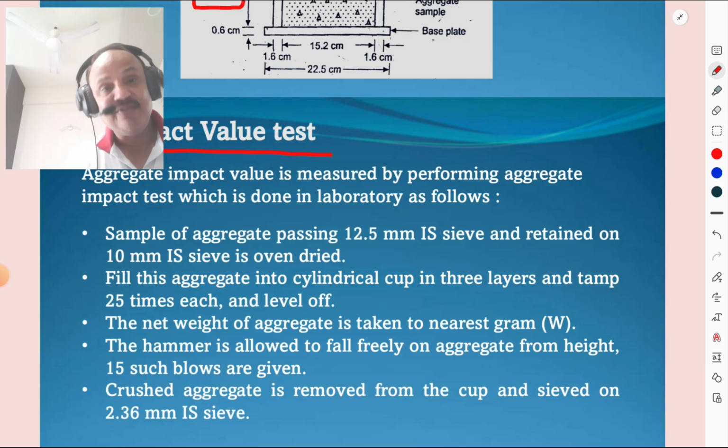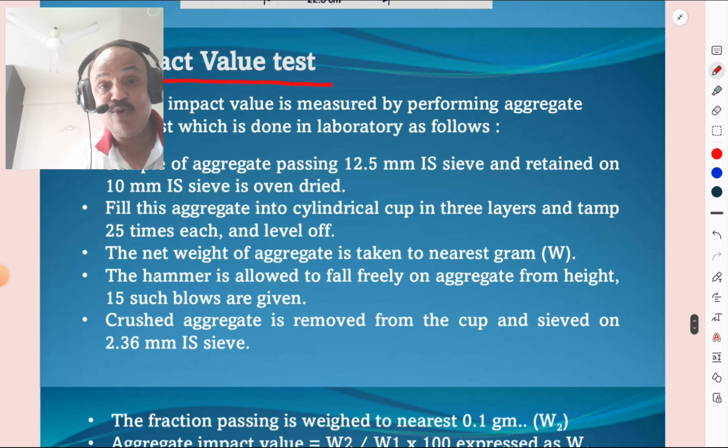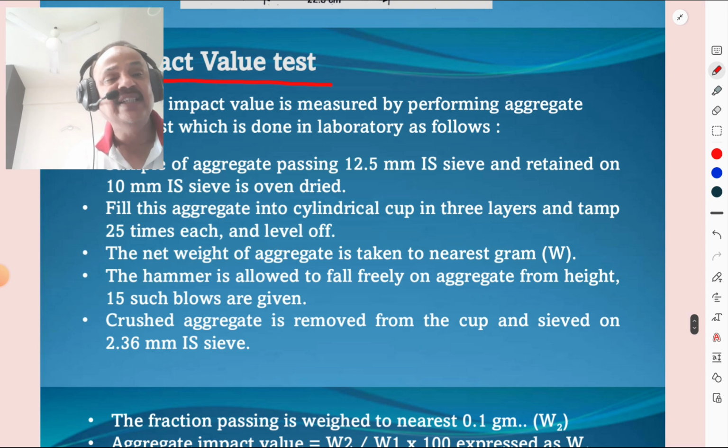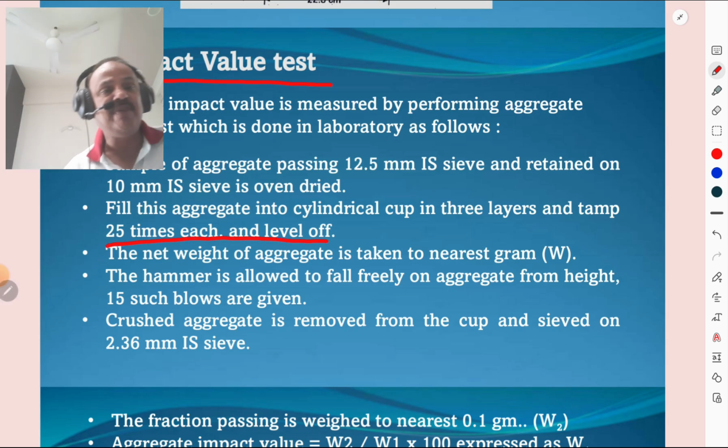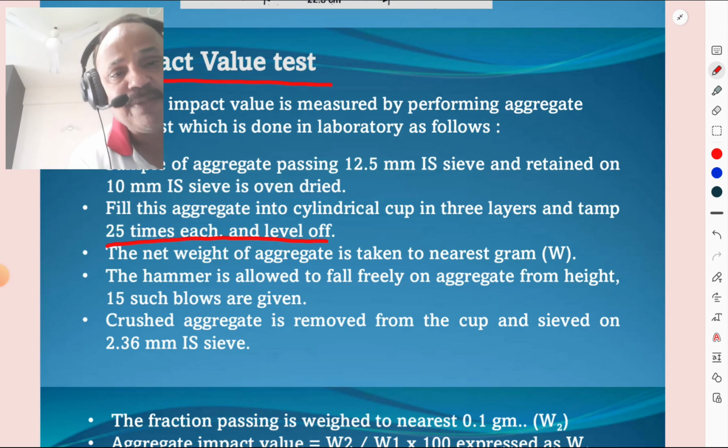Sample of the aggregate, same passing through the 12.5 mm ISU and retained on the 10 mm ISU, is overdried. Fill the aggregate into the cylindrical cup in 3 layers and tamp 25 times each and level off, same as that of crushing value. The net weight of aggregate is taken to the nearest gram. The hammer is allowed to fall freely on the aggregate from a height. 15 such blows are given.